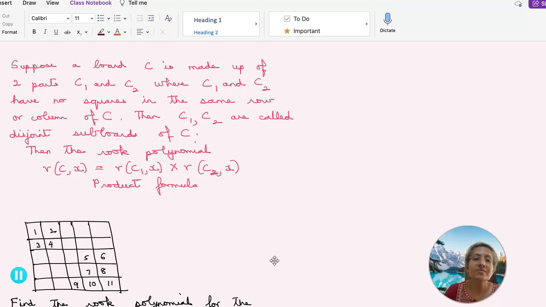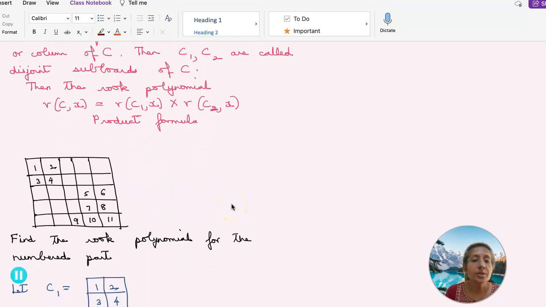So here we go. Suppose a board C is made up of two parts C1 and C2, where C1 and C2 have no squares in the same row or column of C. Then C1, C2 are called disjoint subboards of C, and the Rook polynomial R_C(x) is R_C1(x) multiplied by R_C2(x). This is the product formula.